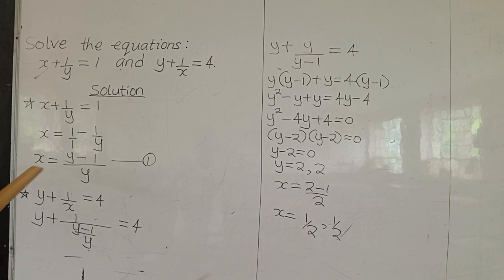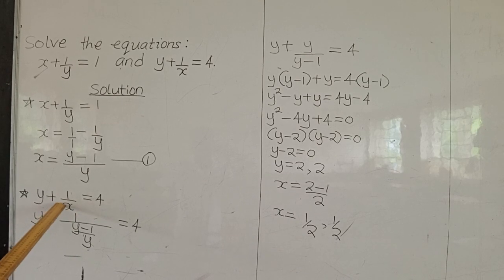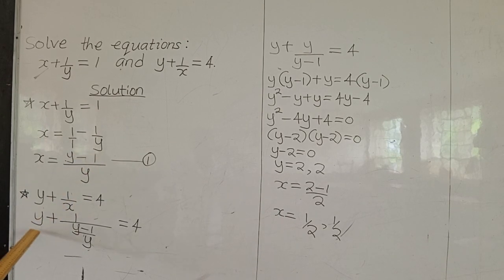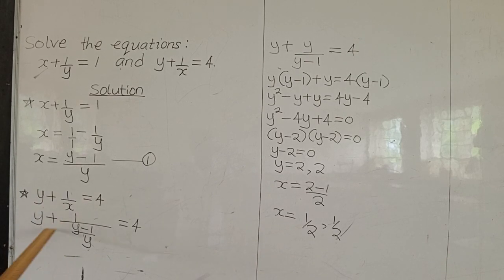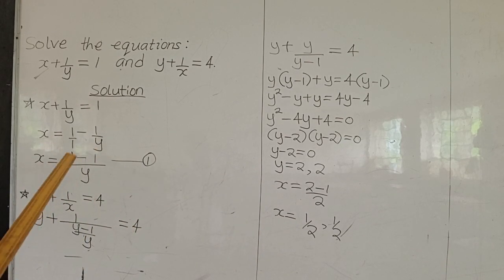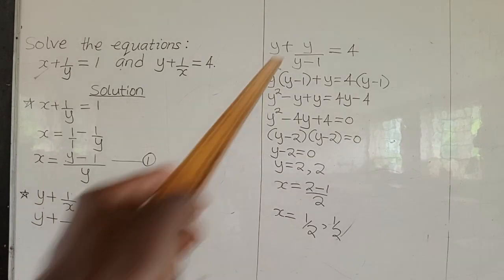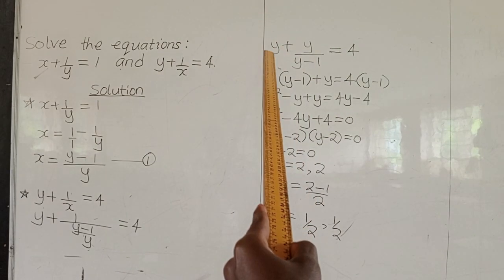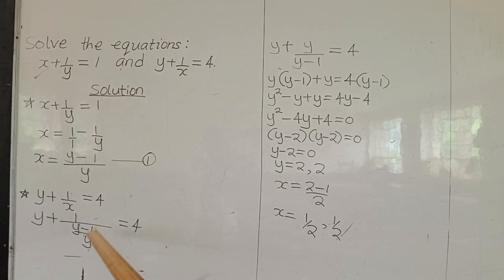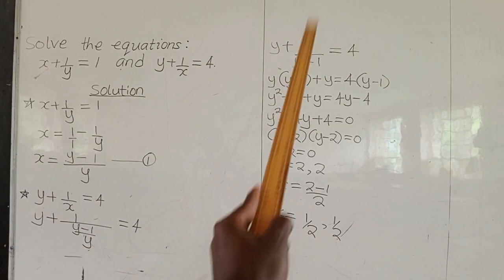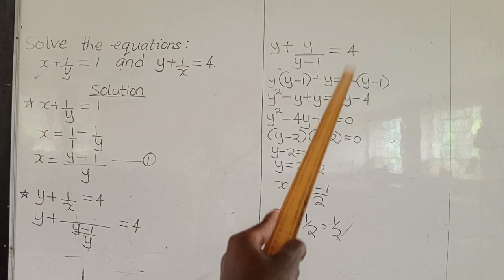Then in the second equation you have y plus 1 over x is equal to 4. And since we now have the value of x being this one, we can substitute here the value of x with this one. So we shall have y plus 1 all over this value, all this is equal to 4. So we close over this side. We have y plus, now since this one was 1 over this expression, it means you are finding the reciprocal. And the reciprocal of y minus 1 over y is y divided by y minus 1. All that is equal to 4.